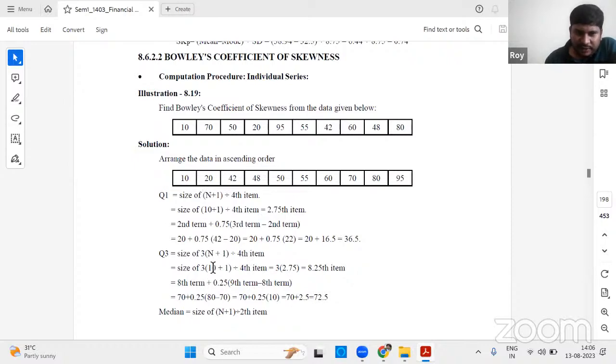Okay, now size of 3 into n is 10. 1 divided by the fourth item is 48. That is this. Divided by the fourth item, then you will get this value. 3 into this value, and 2.5th item. 2.5th item means 8th term plus 0.25 into 9th term minus 8th term. You can minus this, then you will get the value 80 minus 7, 870 plus 0.25 into 9th term minus 8th term. You will get this value.